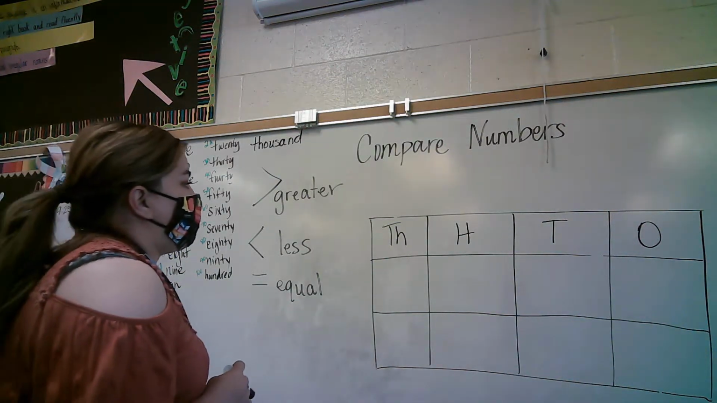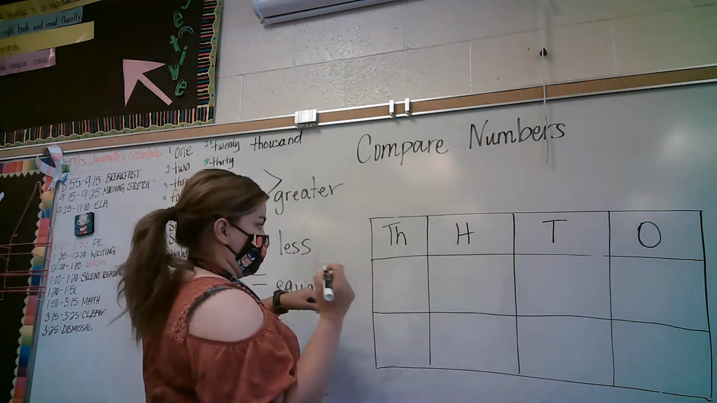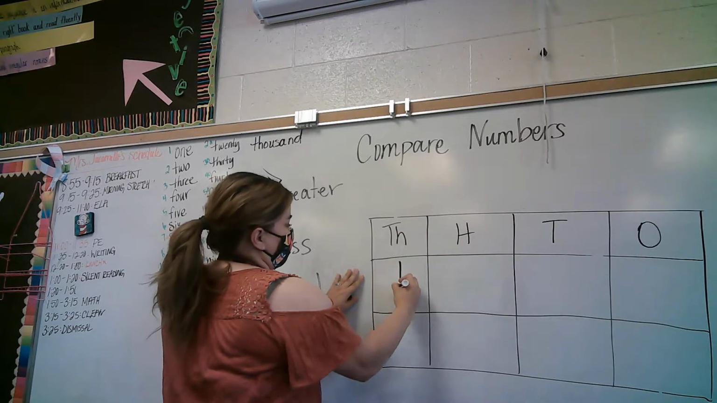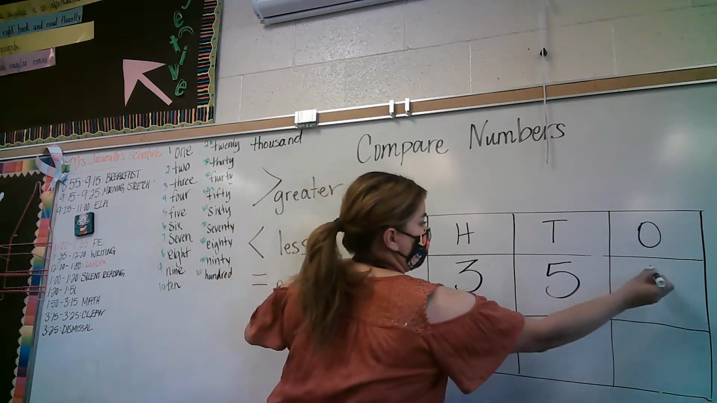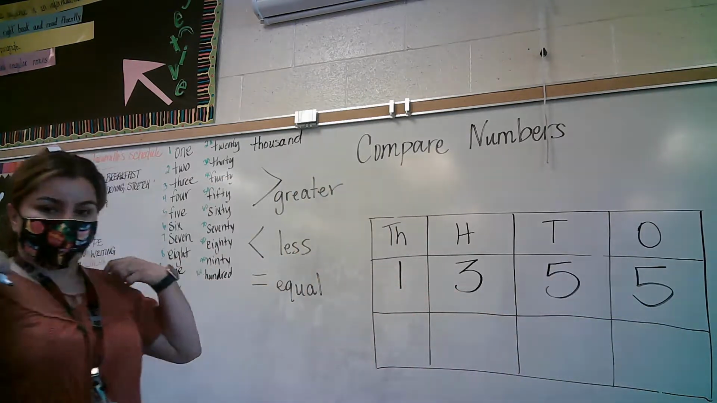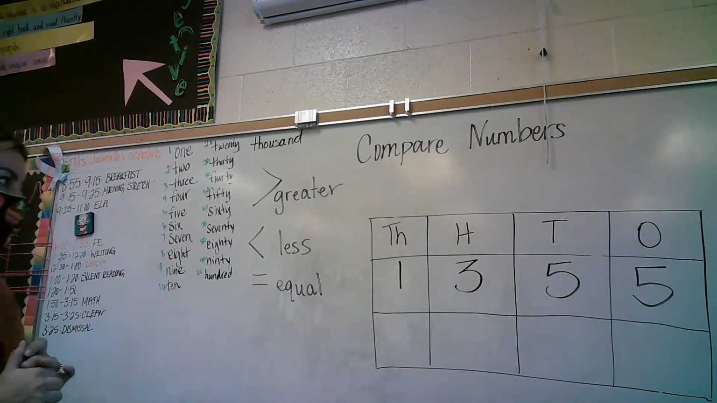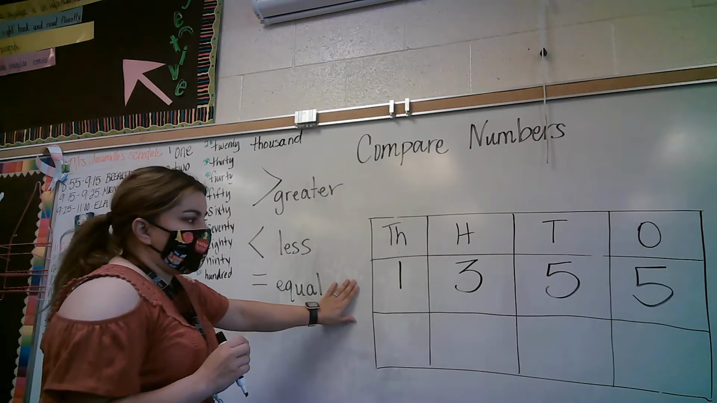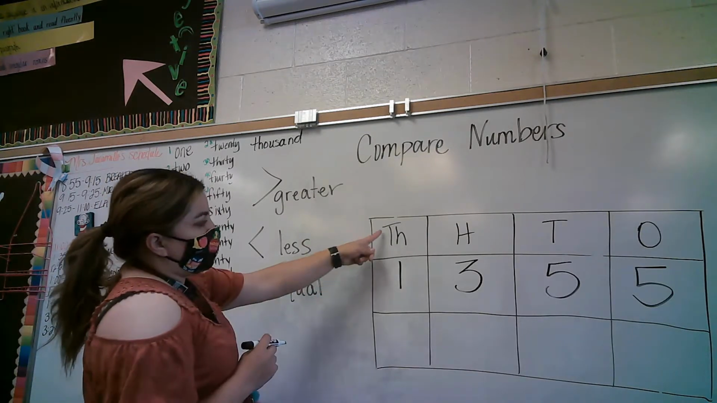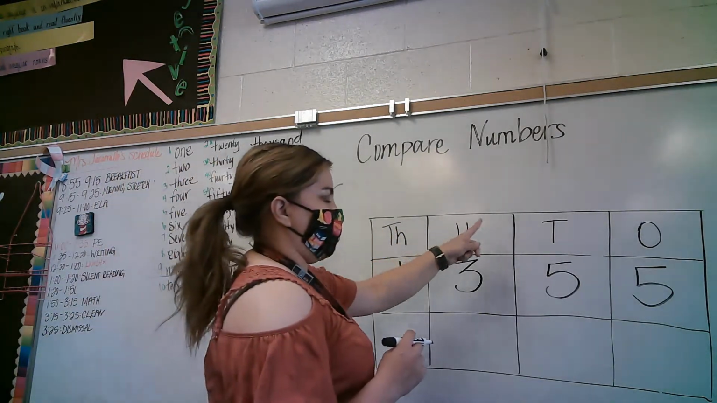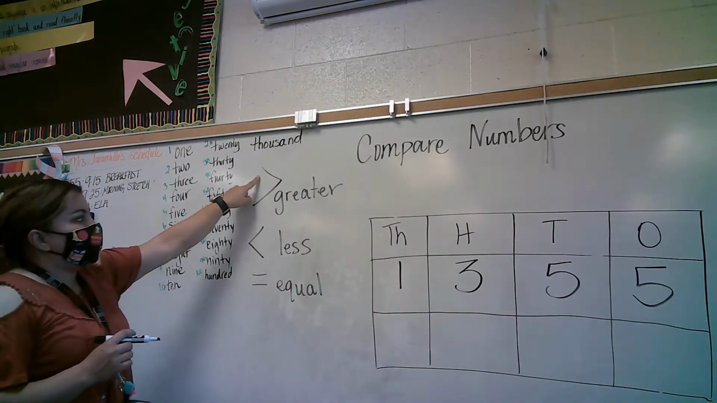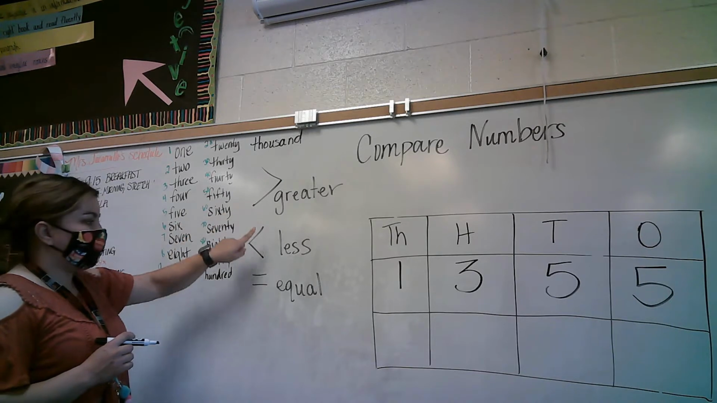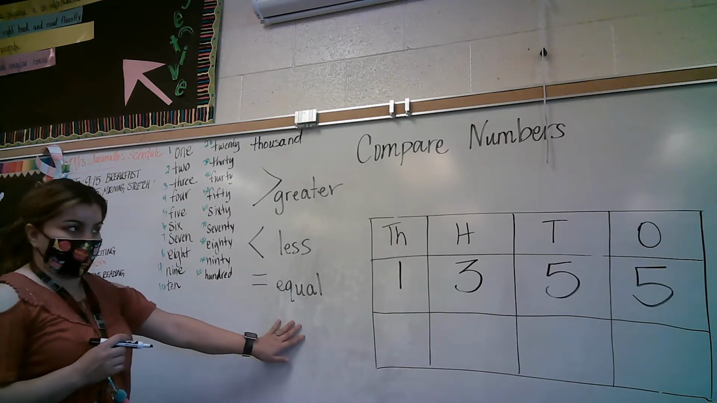Compare numbers. So in your charts, I want you to write this number down: 1,355. Okay. So when we are comparing numbers, we are going to look at each place value of that number. So we have our symbols to help us. We have the greater than, less than, and equal sign.